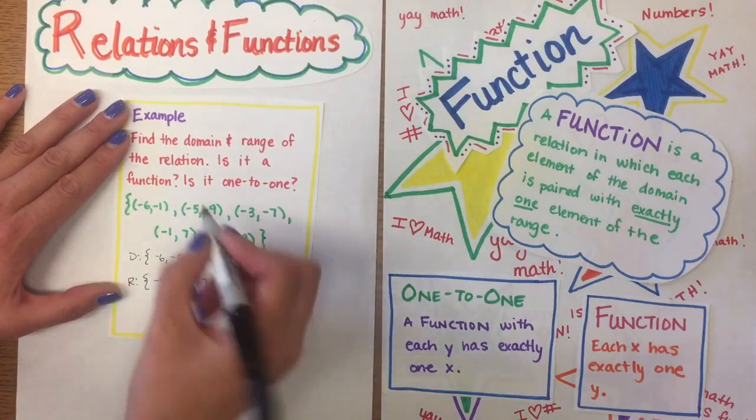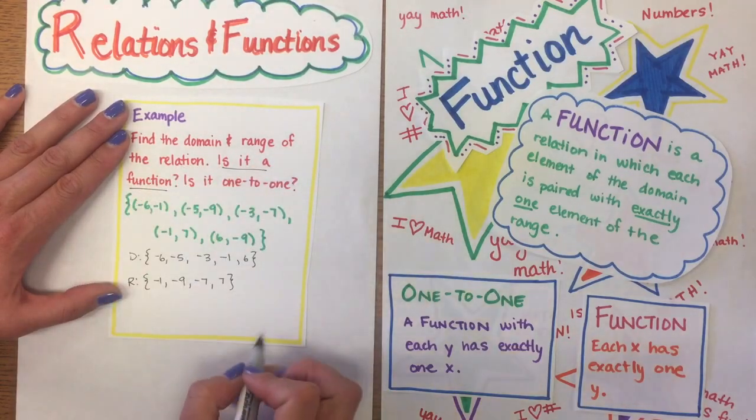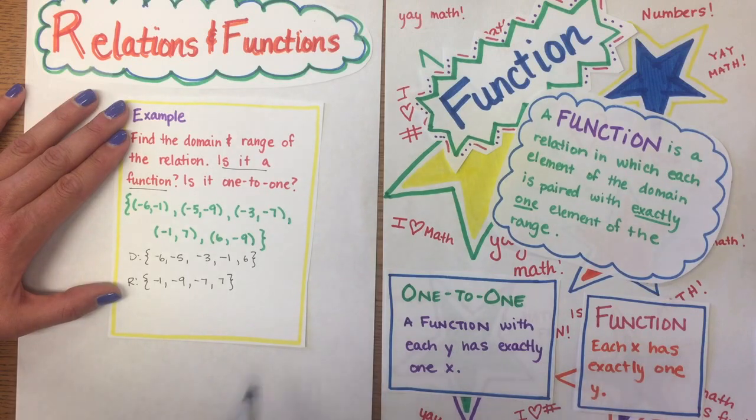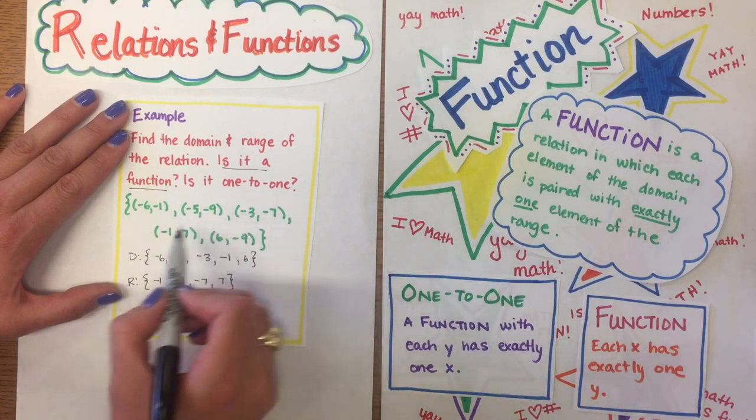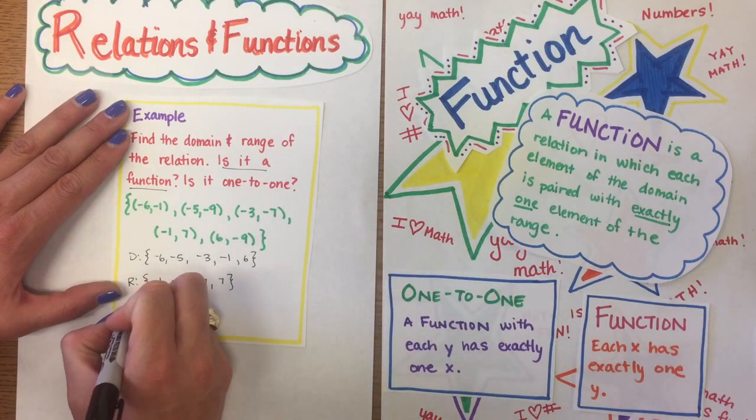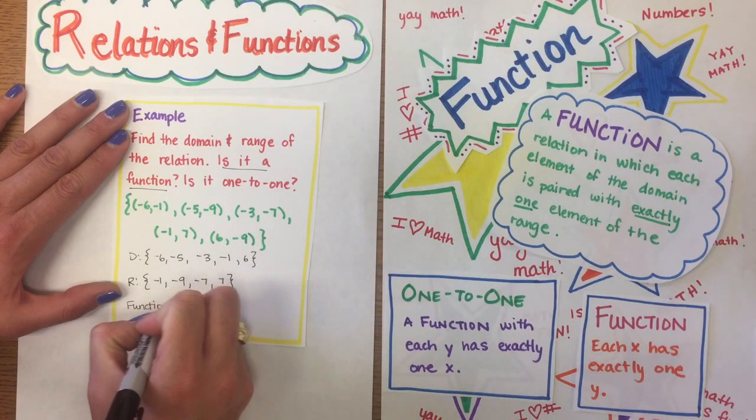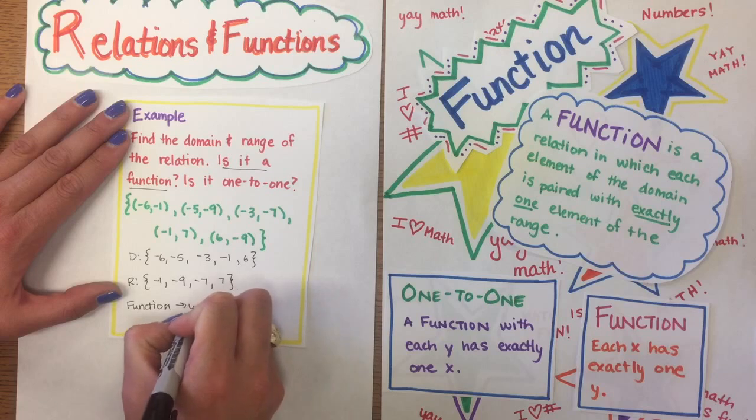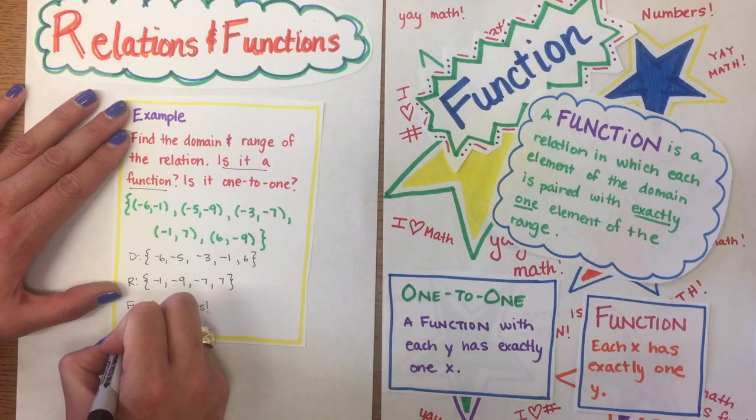So now when I'm looking at this, is it a function? Each x has exactly one y. Well, every x has a y. There are no repeated x values. So is it a function? Yes. Is it one-to-one?